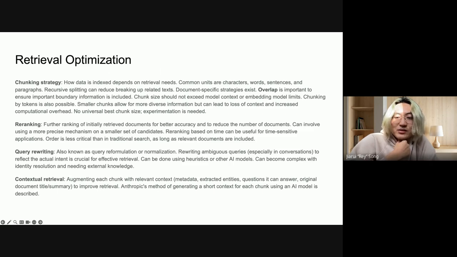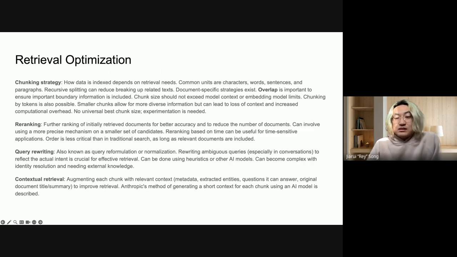This can be done using heuristics or, more powerfully, by leveraging other AI models with appropriate prompts. I also want to remind you to be mindful that query rewriting can become complex when dealing with identity resolution or the need for external knowledge. Our rewriting mechanism should ideally handle cases where information is missing rather than hallucinating.